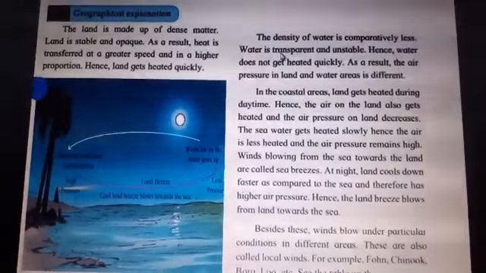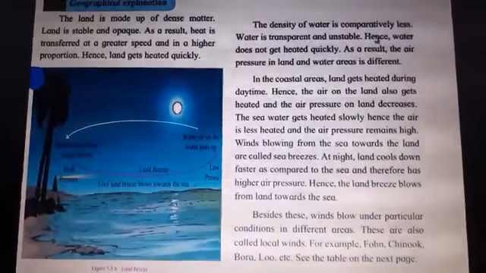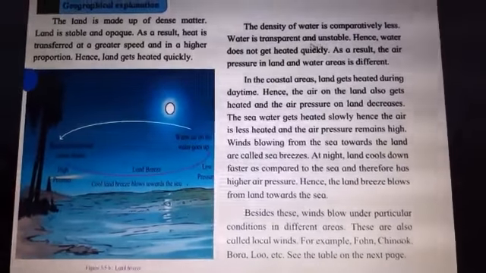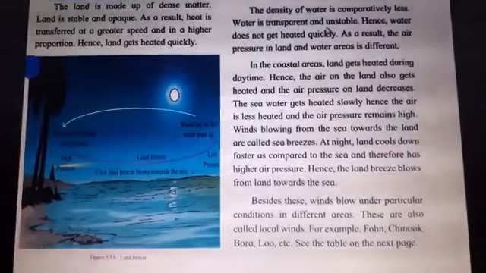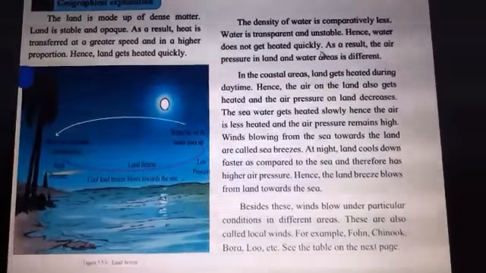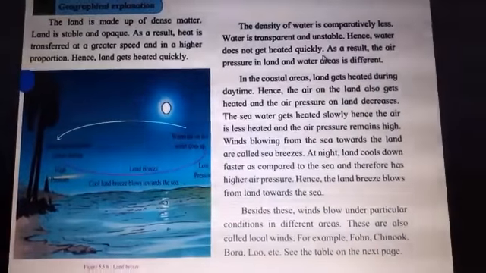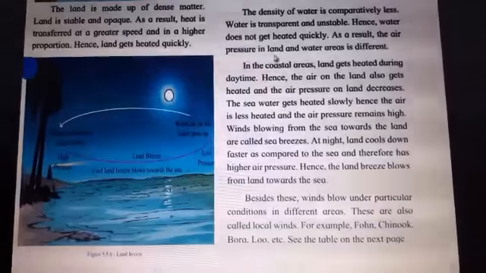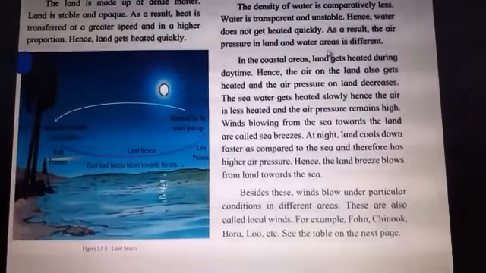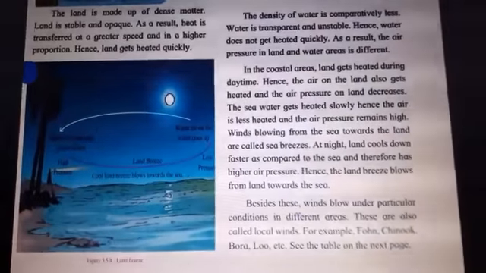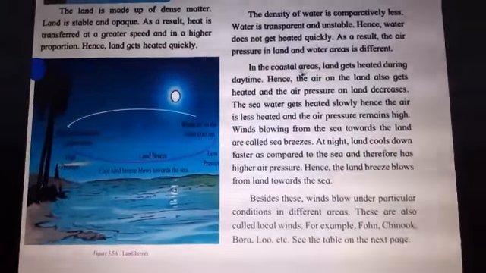The density of water is comparatively less. Water is transparent and unstable. Water also is transparent and unstable. It is moving. Hence, water does not get heated quickly. So, water is not getting heated up quickly. It needs more time. As a result, the air pressure in land and the water areas is different. So, we find there is a difference in the air pressure on land and in water.